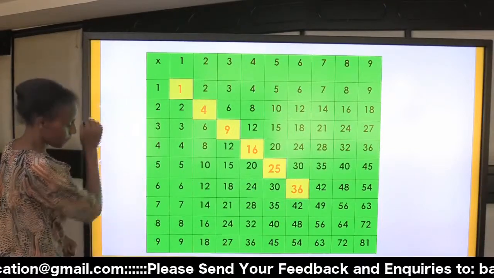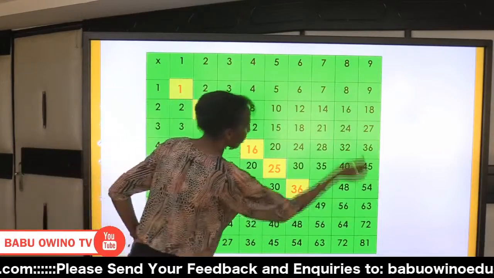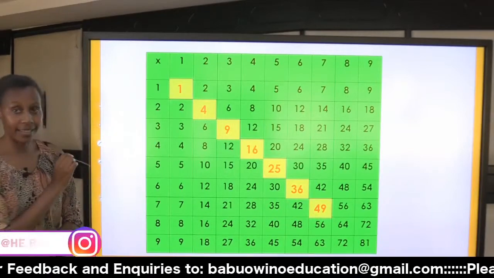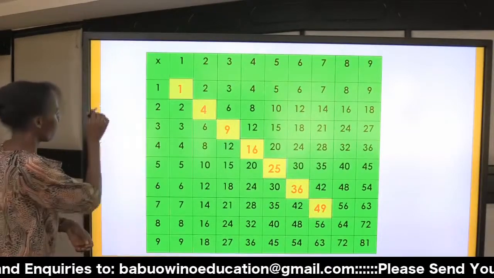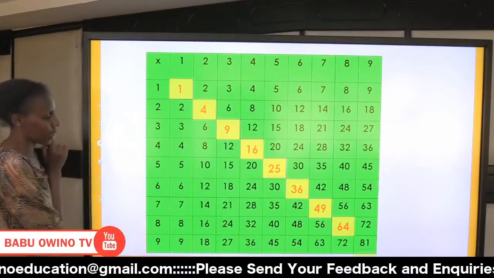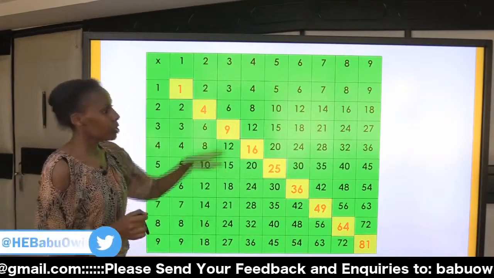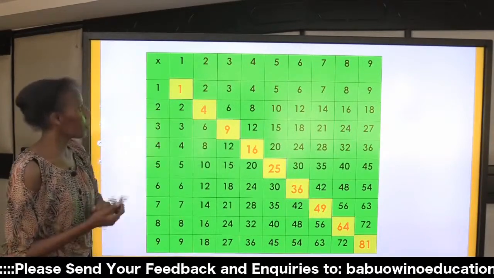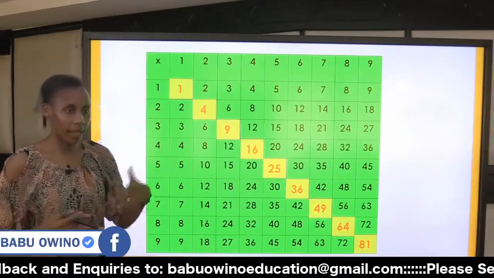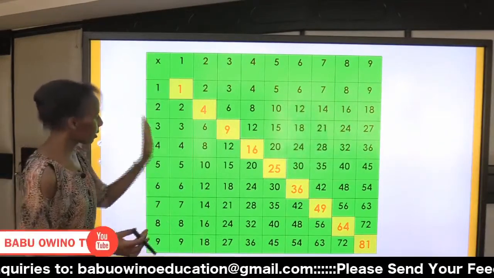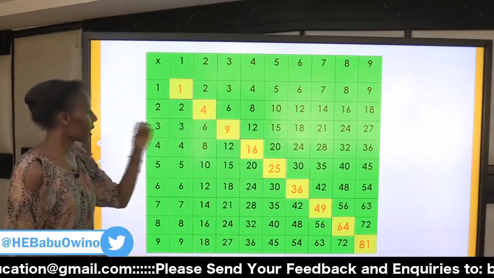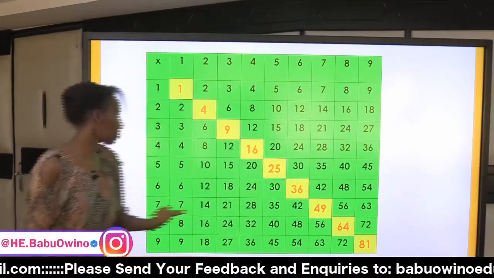How about 7? I'll move this way, and I think it will meet at 49. And yes, we got it. 8 by 8, we get 64. And finally, 9 multiplied by 9, you get 81. So we have just multiplied numbers by themselves. I have multiplied 1 by itself, 2 by itself, 3 by itself, and so on up to 9 by itself. The product that I get is my square.